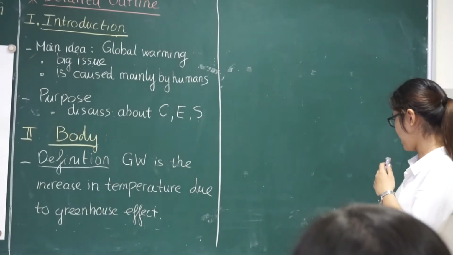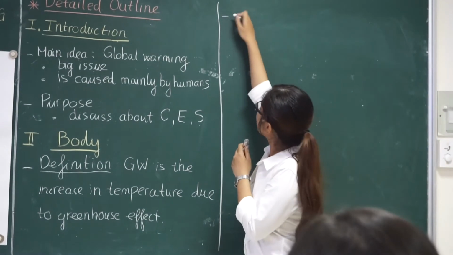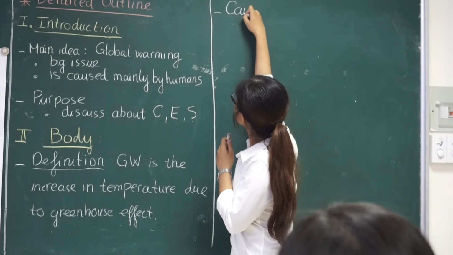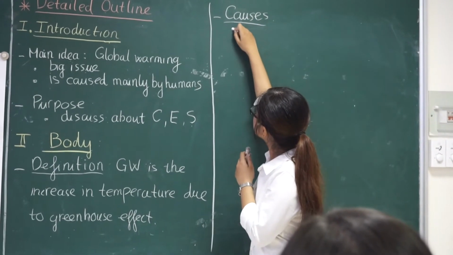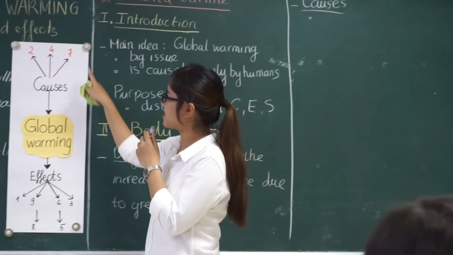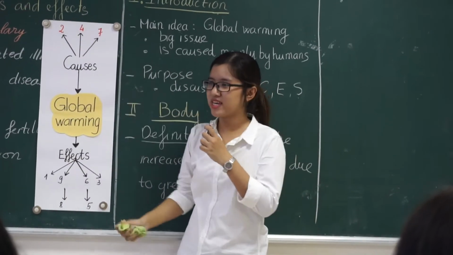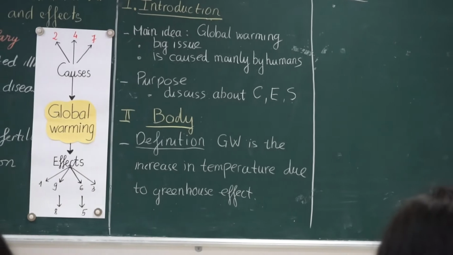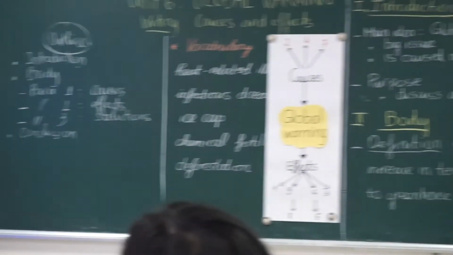Okay, so now your work is very easy. The first paragraph will be the causes. And in task 1, we already have 3 causes right here. Can you please read for me, Nguyên, what is the first cause? I think the first cause is carbon dioxide emissions. Yeah, the first cause is carbon dioxide.